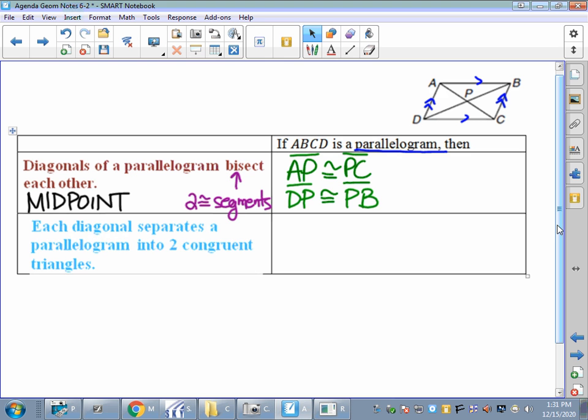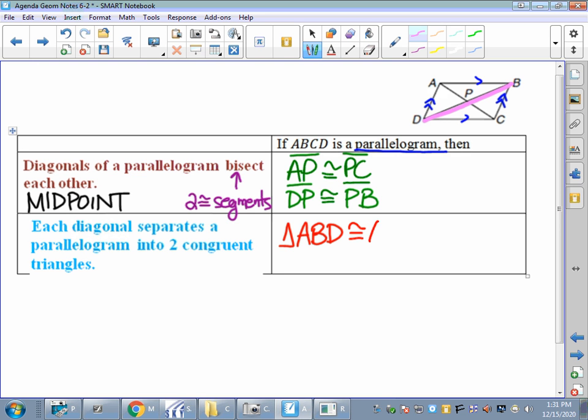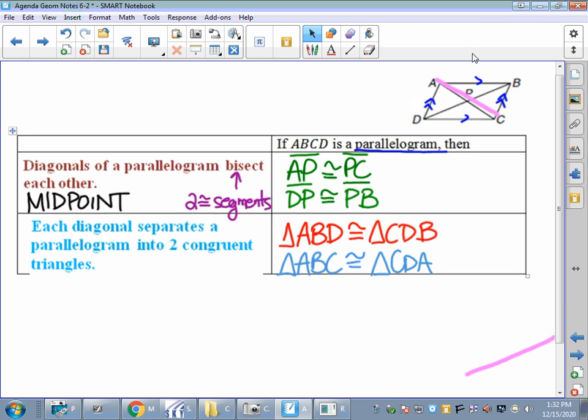The other rule when it comes to diagonals is we go back to congruent triangles. Each diagonal separates a parallelogram into two congruent triangles. So if I just look at segment BD, I could say that triangle above it, ABD, is congruent to the triangle below it, which would be triangle CDB. Got that reflexive side in the middle, all that happening. If I looked at the other diagonal, went this way, I could say that triangle ABC is congruent to the other triangle CDA. So I've got congruent triangles. We're not going to use that quite as much as the other rules, but we can.